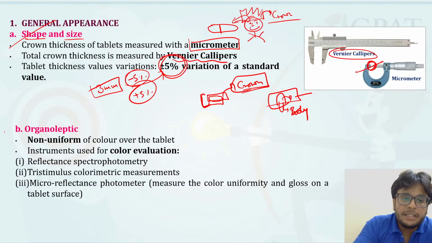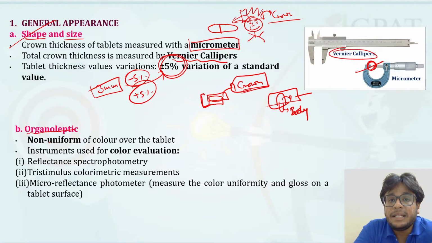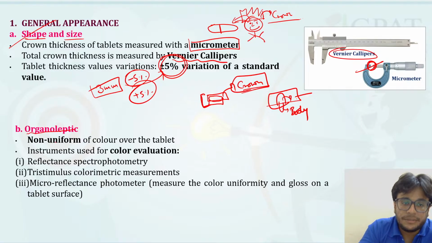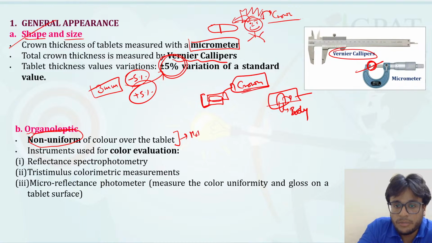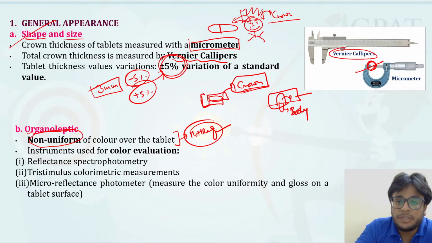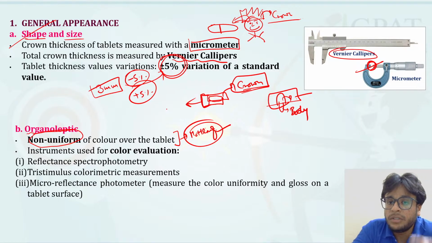Okay, yes. Then we come to the organoleptic properties. The organoleptic properties are mainly the properties that are perceived by our sense organs. The non-uniform color distribution is also known as what? That is also known as mottling. Okay, mottling. And yes, we have to discuss one more thing. The separation of a tablet into its body and crown is known as what?